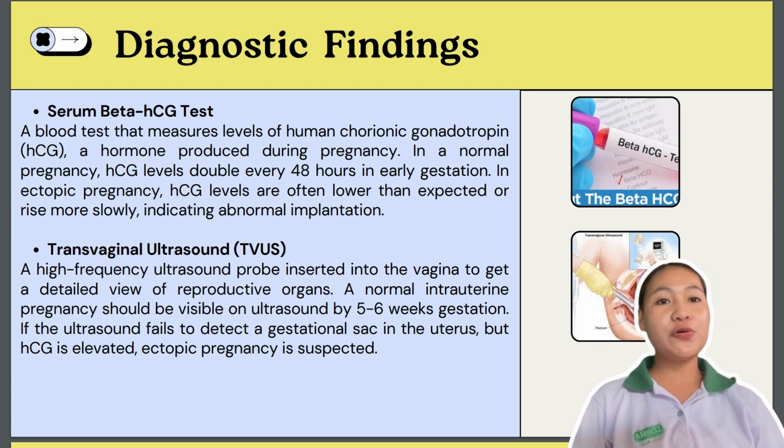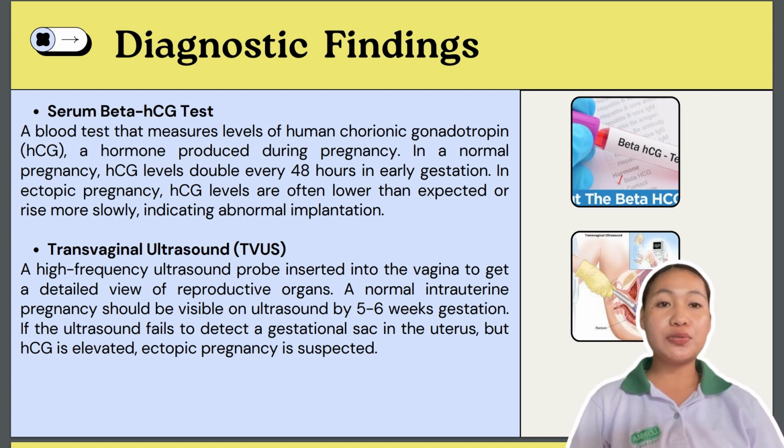First is the serum beta HCG test, a blood test that measures levels of human chorionic gonadotropin, HCG, a hormone produced during pregnancy. In a normal pregnancy, HCG levels double every 48 hours in early gestation. But in ectopic pregnancy, HCG levels are often lower than expected or rise more slowly, indicating abnormal implantation.